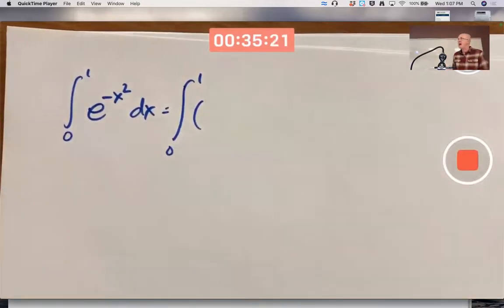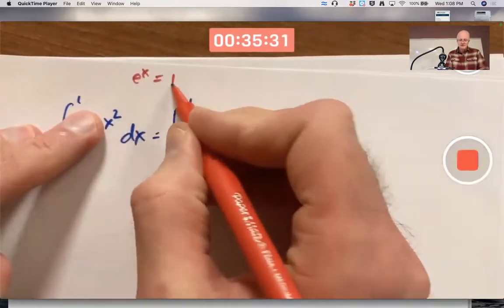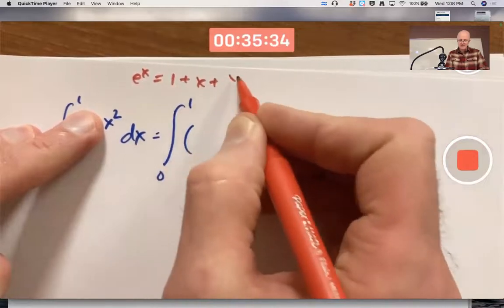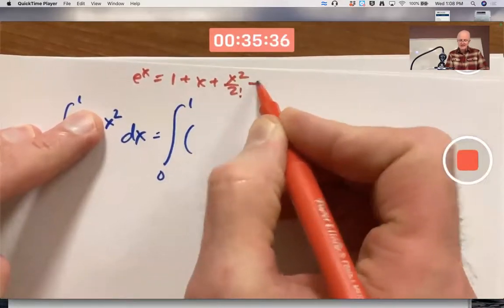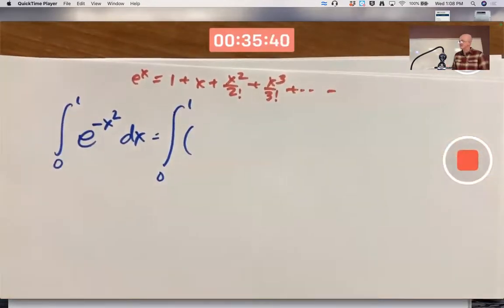Use the series for e to the x and replace x with negative x squared. Right? The series for e to the x is 1 plus x plus x squared over 2 factorial plus x cubed over 3 factorial, etc. That's true for all x.